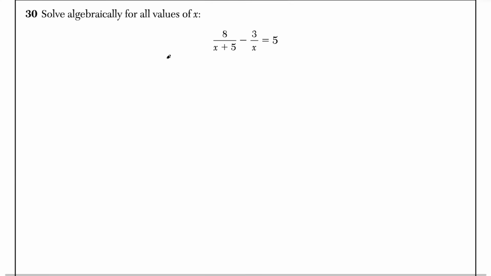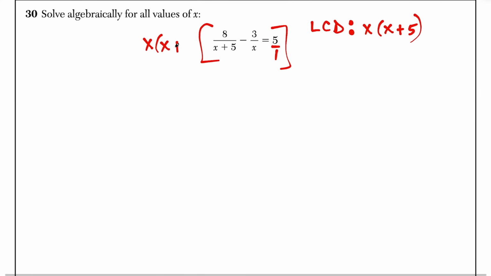Question 30, we're going to solve algebraically for all values of x. And we have this rational equation here. So for a question like this, we could find the least common denominator between these three fractions. Our denominators are 1, x, and x plus 5. So we have a least common denominator of x times x plus 5. Turning all of these denominators into this is one way we could solve this question. Or we could just multiply this whole equation by x times x plus 5.